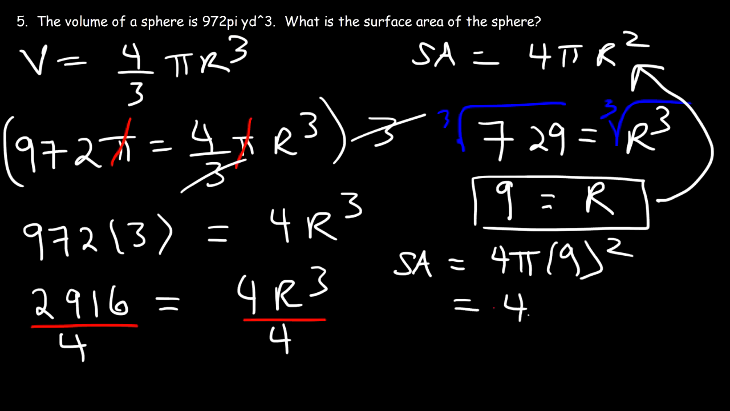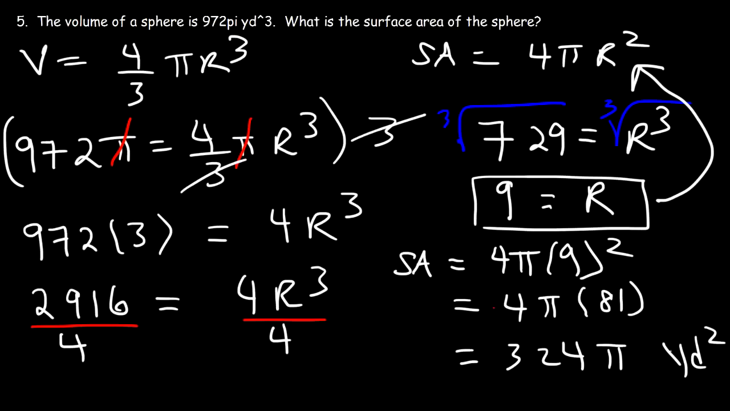9 squared is 81, that's 9 times 9. And 4 times 81, if you multiply 4 times 8, that's 32. So 4 times 80 is 320, and then 4 times 1 is 4. When you add 4 and 320, that'll give you 324. So the surface area is 324 pi square yards. And so that's the final answer for this problem.